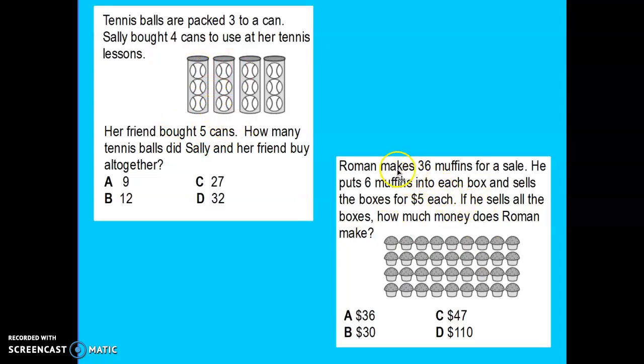For the second example, Roman makes 36 muffins for sale. He puts 6 muffins into each box and sells the boxes for $5 each. If he sells all the boxes, how much money does Roman make? So in this problem, students will need to do 36 divided by 6 and then multiply by 5 each.